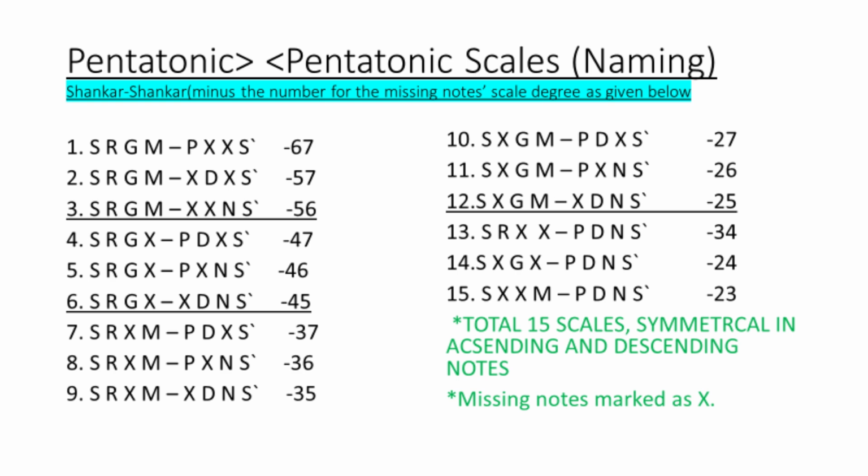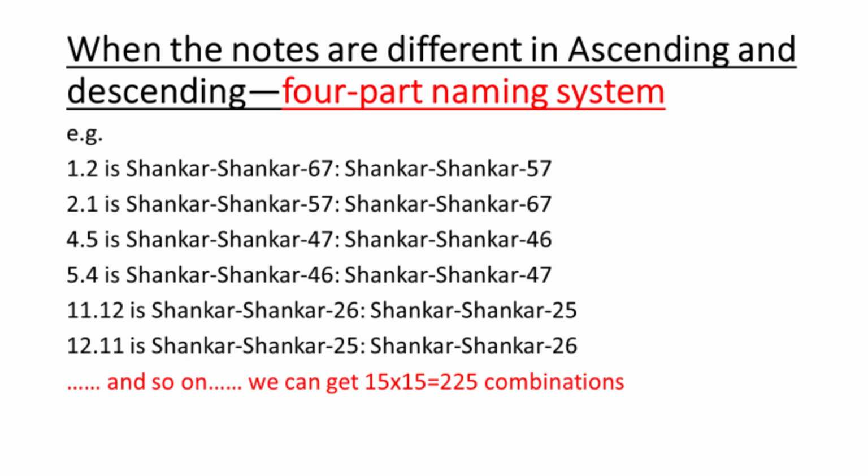These notations are only for the ascending and the descending being the same notes. Now, if we take, say, the first one we learned, Sa, Re, Ga, Ma, Pa, Sa, that is Shankar Shankar minus 67, in the ascending, and change the descending to any of the other 14, you get another 14 more. So total, another 15.